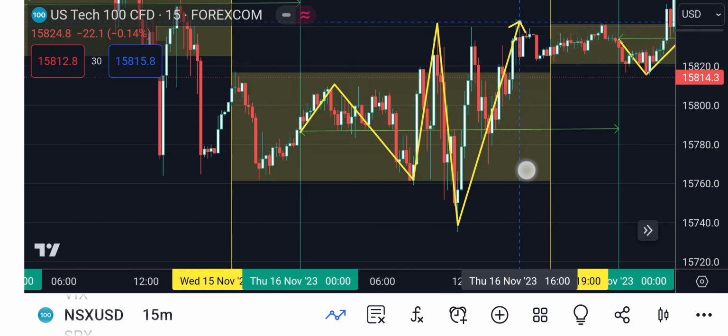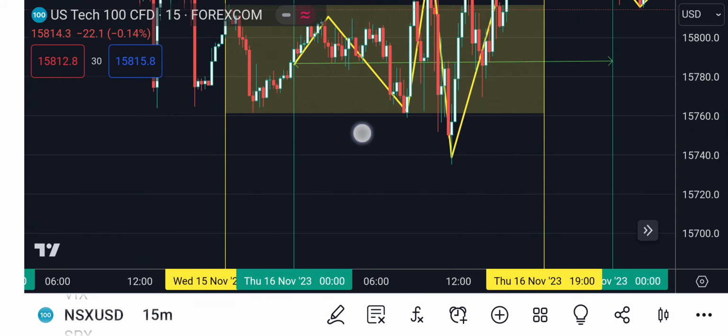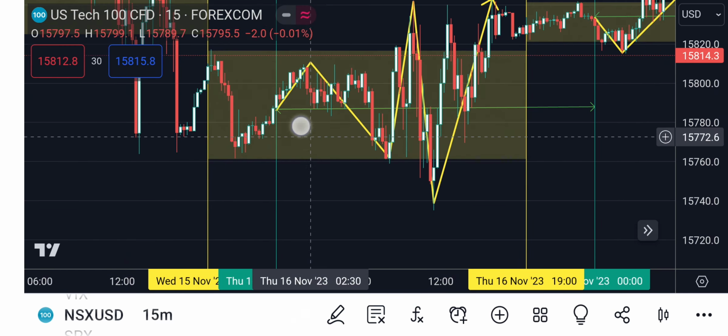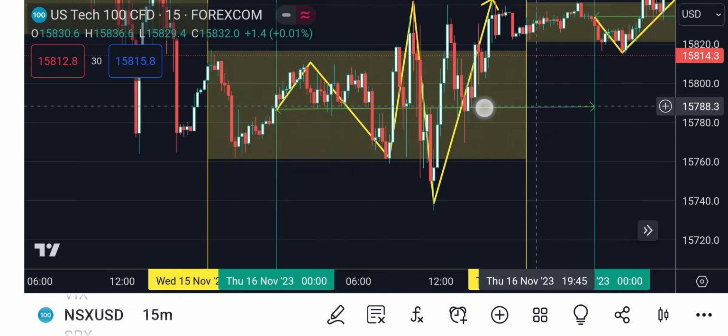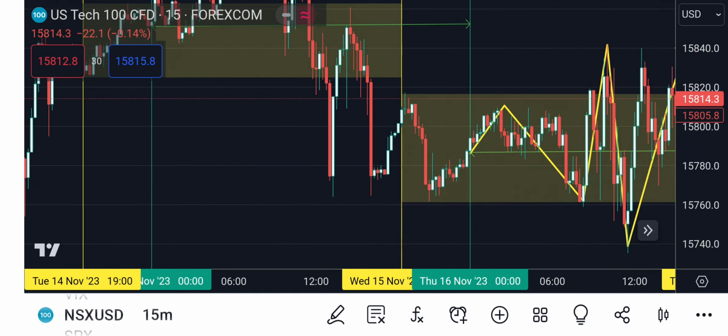If you guys can see, this is the same thing happening over and over again. Whenever the market doesn't trend to whichever side, it just consolidates. But if you look, it's playing around the opening price, which is this line here. So you can salvage moves from there.